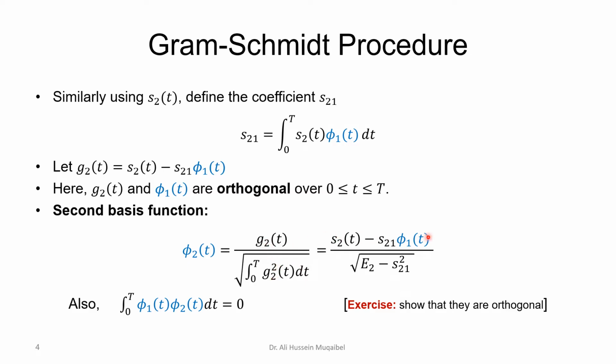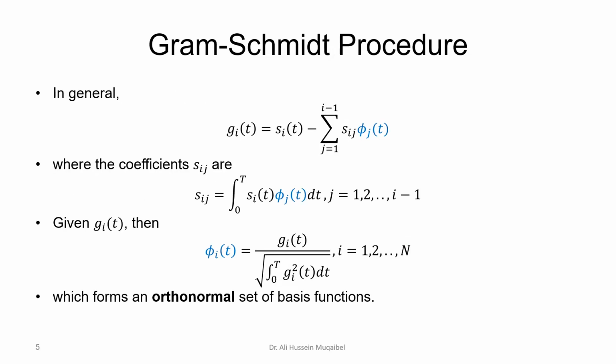So G2 is the difference between S2 and what was already represented, and we can find the energy one way or another. Of course, now by definition phi2 will be orthogonal to phi1. We can show this. We can substitute this term in phi1 and do the integration to show that the answer is going to be 0. I'll leave this as an exercise for you. We can continue in the same way, go into S2, S3, and S4.